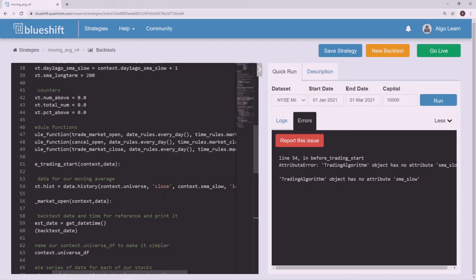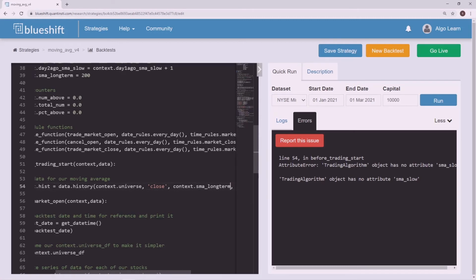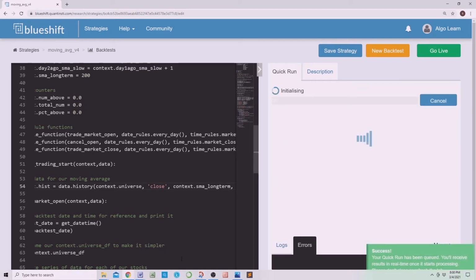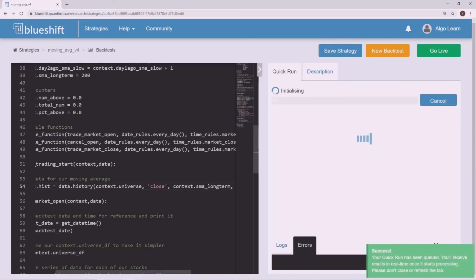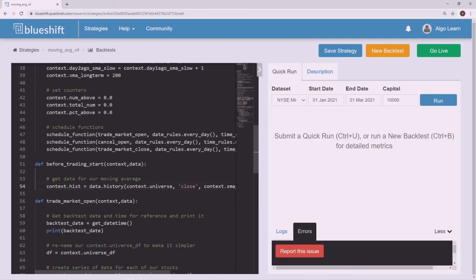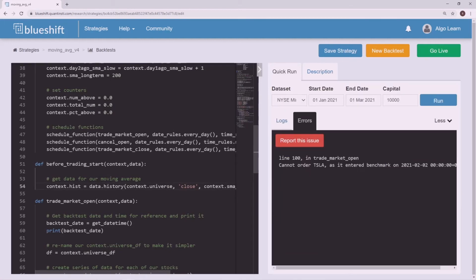All right, so I need to change this to long term. This will give us 200 days worth of data. So I messed up there. Again, we went to line 54, and instead of context.SMA slow, we just did SMA underscore long term. That will give us 200 days of data. Remember, our context.SMA long term is 200.